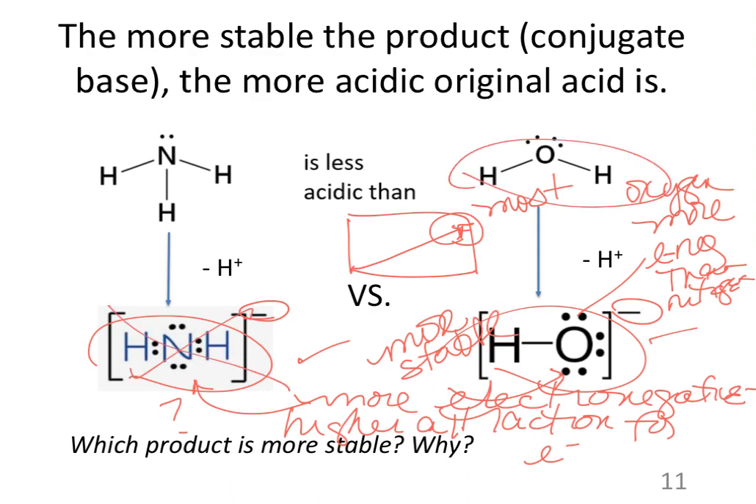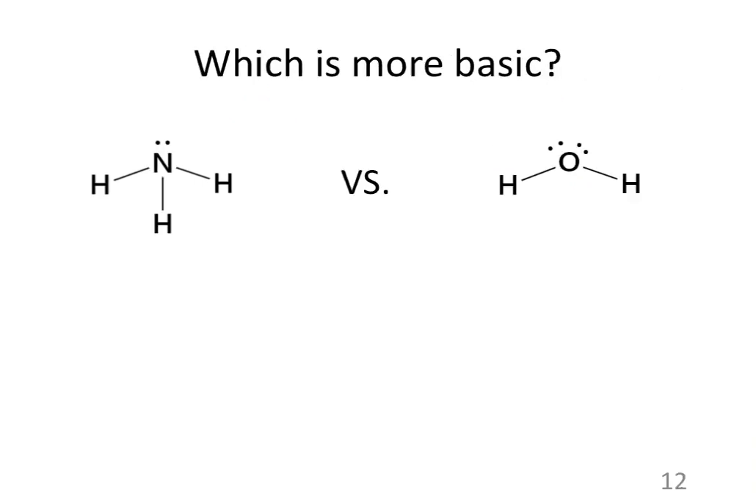And so what that means is that water is more acidic and the ammonia is less acidic, just because the product of water being acidic is more stable. Now let's try the same type of thing to see which of these two is more basic.